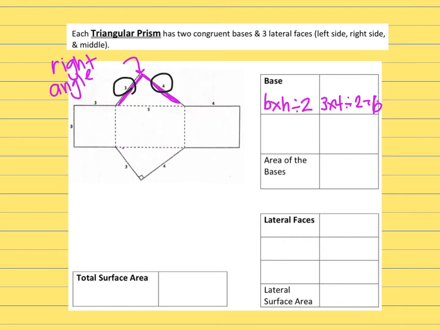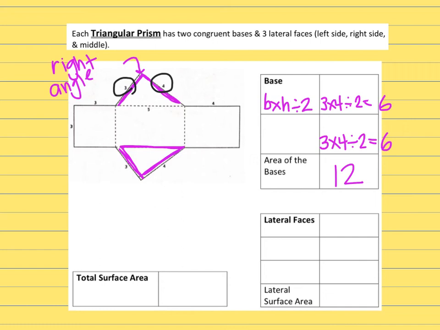Now again, remember that a prism always has 2 congruent bases. They are the exact same size. So I just need to write it down once and then copy it. 3 times 4 divided by 2, that equals 6. And this other 6 didn't look very good up here, so I'm going to fix it. When I put those 2 pieces together, 6 and 6, my bases equal 12 square units.